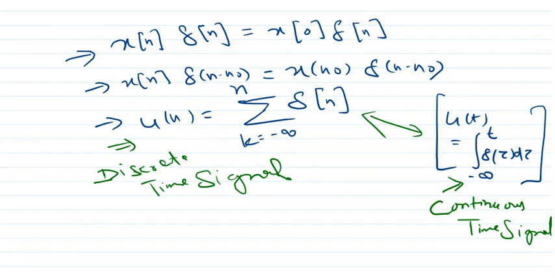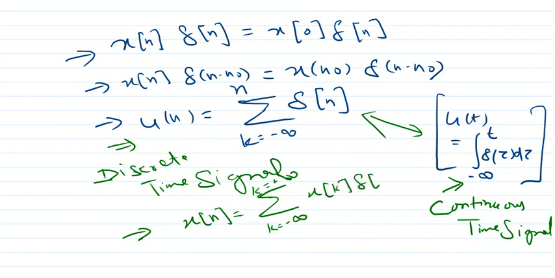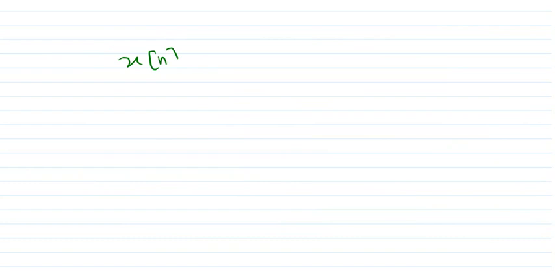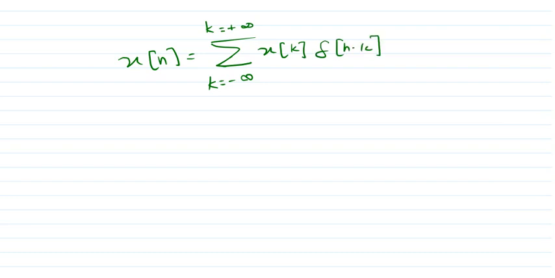Also we can represent x[n] as the summation from k equals minus infinity to k equals plus infinity of x[k] delta[n minus k]. So you can write x[n] equals the summation from k equals minus infinity to plus infinity of x[k] delta[n minus k].